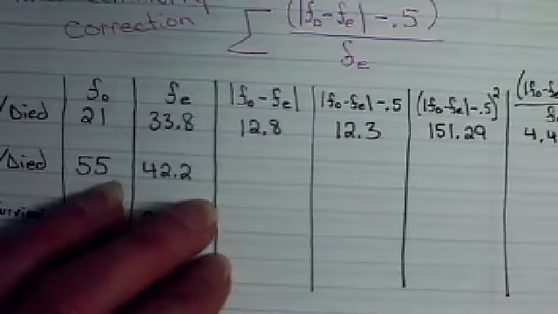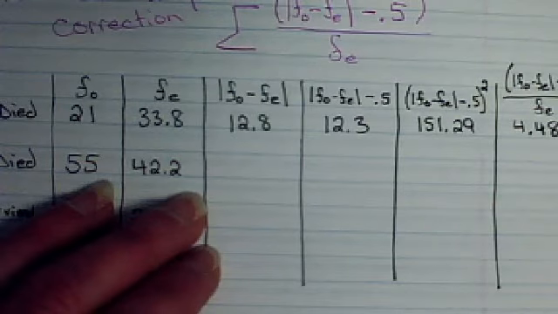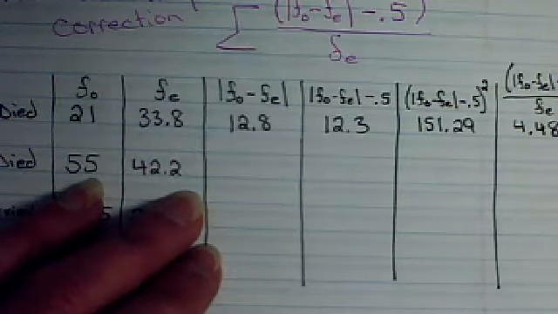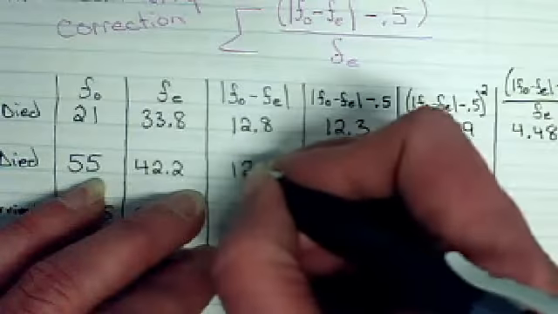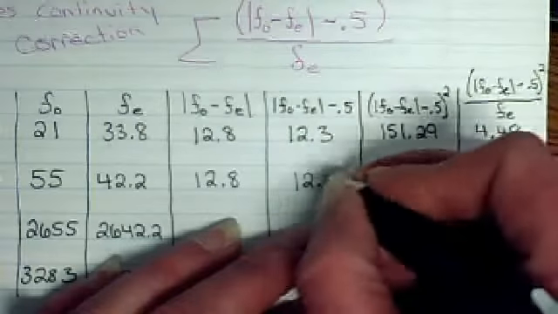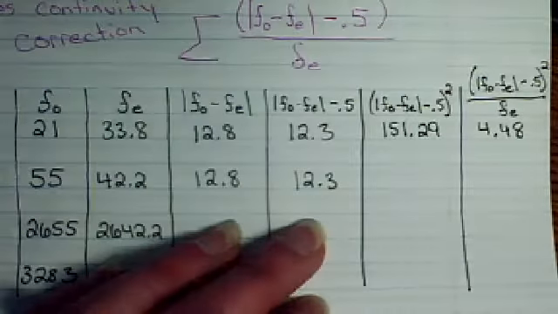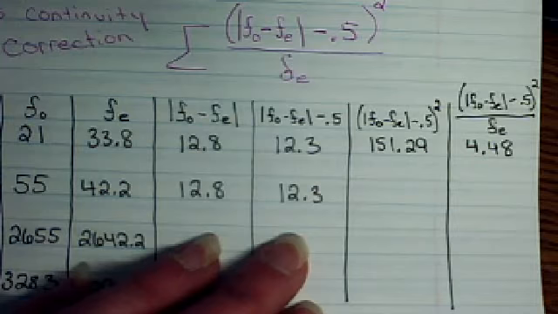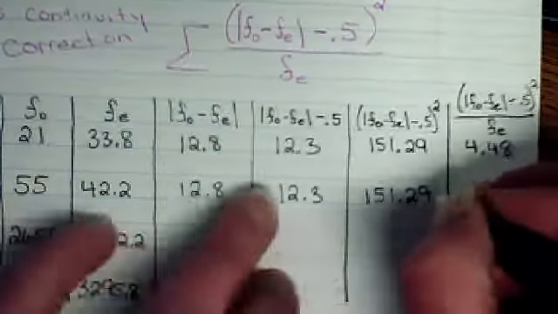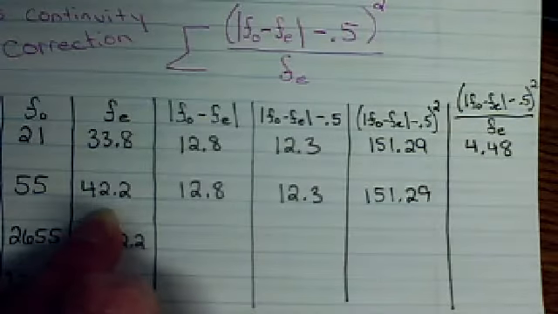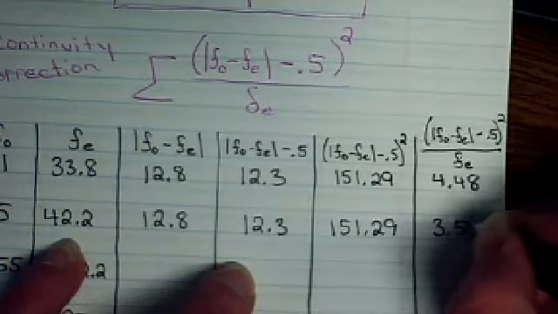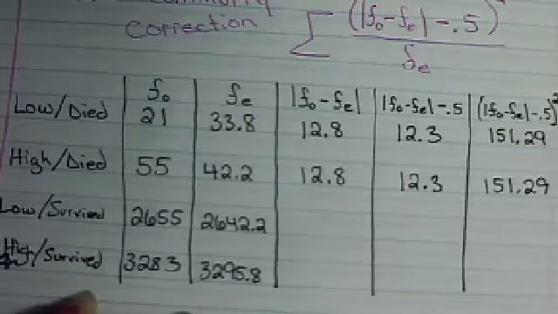And I'm going to repeat that process. So the absolute value of the difference, I'm going to take the 55 minus 42.2. That way I know I have a positive number. I'm going to subtract 0.5. And then I'm going to square that. And then divide that by the expected. Continue.